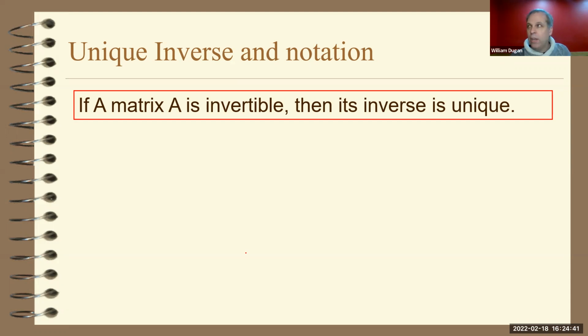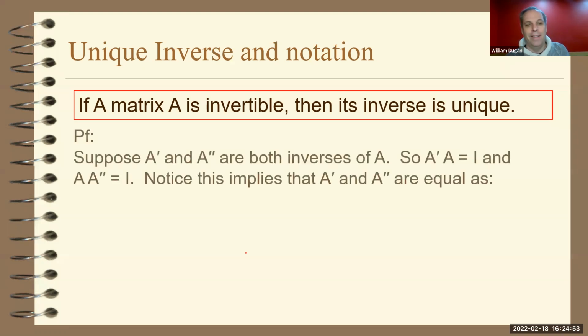The common way to show that there's only one of something is to suppose for a second there are actually two of them, and then to prove they're equal. That would mean there can't be two. There's only ever one. So let's do that. Let's pretend that A prime and A double prime are both inverses. Then by definition, A prime times A is the identity matrix, and A times A double prime is also the identity matrix. That's going to imply they're equal because of a clever use of algebra.